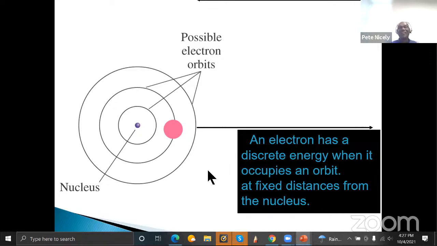And what Bohr suggests is that the line spectrum that we can see for the hydrogen atom is as a result. Oh, before we even get to that, one thing I should say here, which is very important, is that the electron traveling within an orbit like this has a discrete energy value. So if it is in this orbit, it has a certain amount of energy. If it is in another orbit, then it has a certain amount of energy, and so on and so forth. So basically, the energy that the electron has is dependent on the orbit that it is traveling in around the nucleus. And this orbit is at a fixed distance from the nucleus.